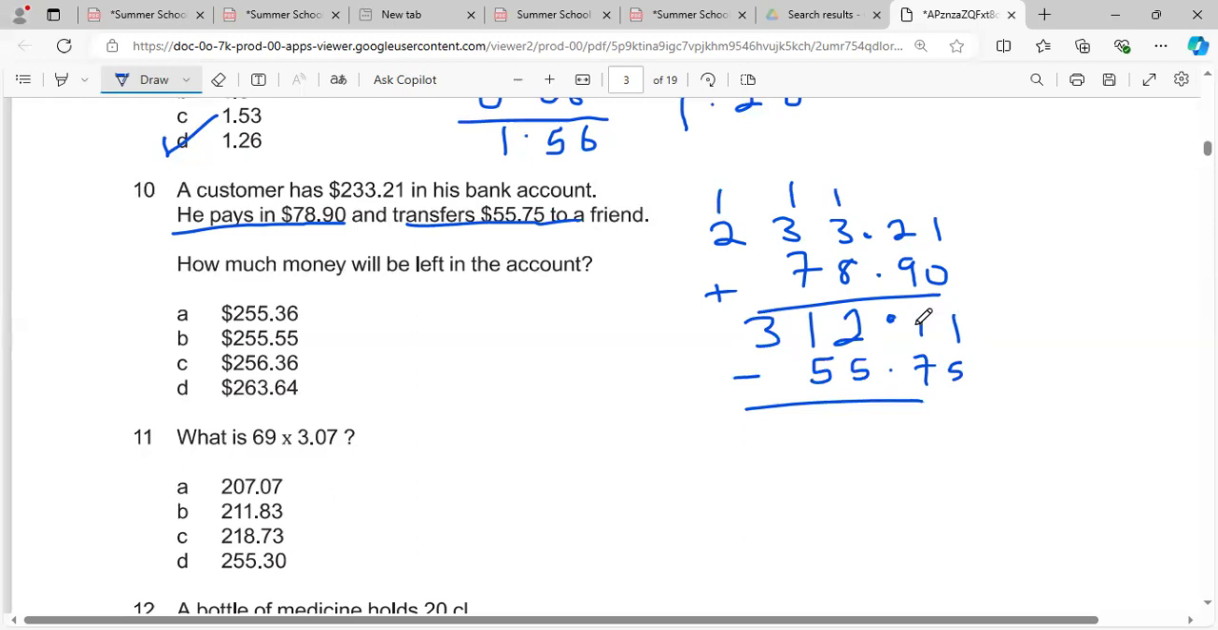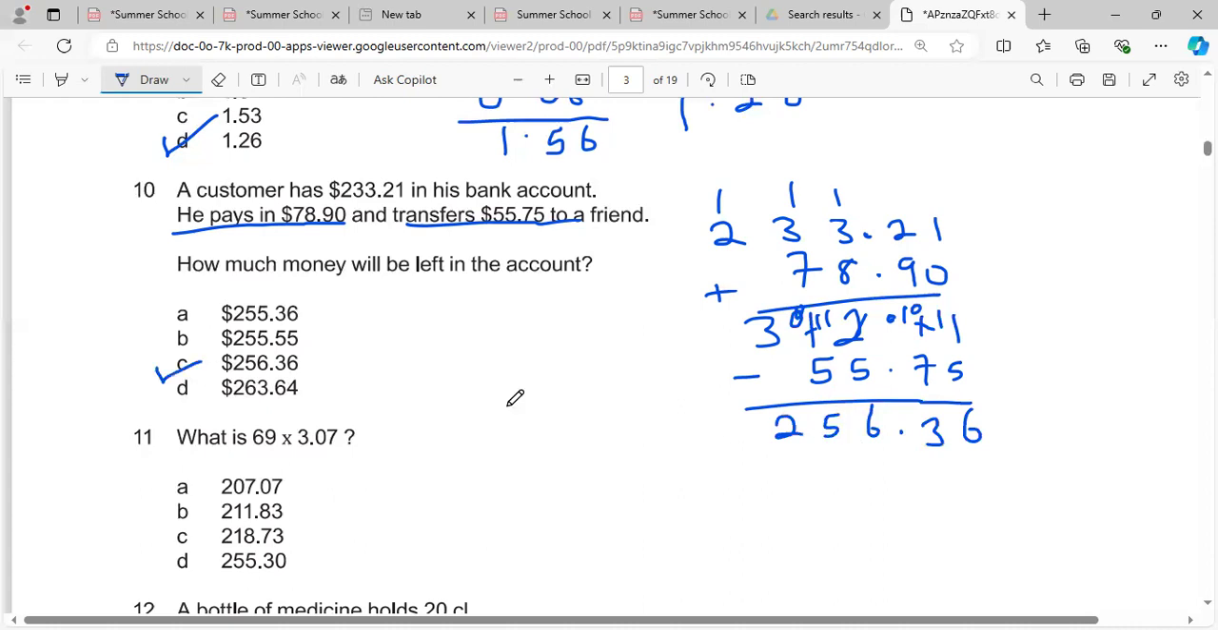5 from 1 you can't, so you borrow. 5 from 11 leave 6. 7 from 0 we can't again, so we are going to borrow. Leave 1. This becomes 10. 7 from 10 leave 3. Okay, decimal point. 5 from 1 we can't, so we are going to borrow again. And this becomes 11. 5 from 11 leave 6. And then 5 from 30, right? Leave 25. So it's 256.36.